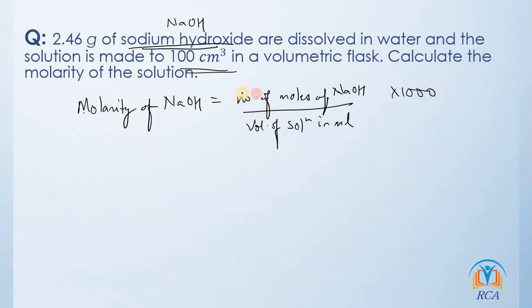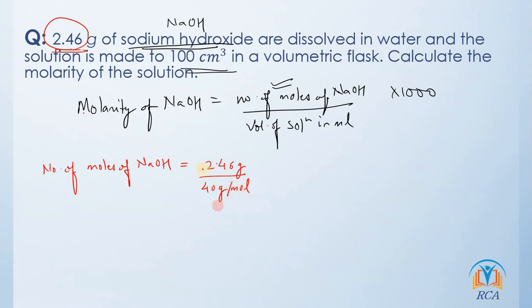So first of all, what do we require? We require the number of moles of sodium hydroxide. Let's calculate them separately out here. How do we calculate the number of moles? It is given mass upon molar mass. What is the given mass of sodium hydroxide? The given mass is 2.46 grams. This is what has been given. And upon what is the molecular mass of sodium hydroxide? The molecular mass of sodium hydroxide is 40 grams per mole.